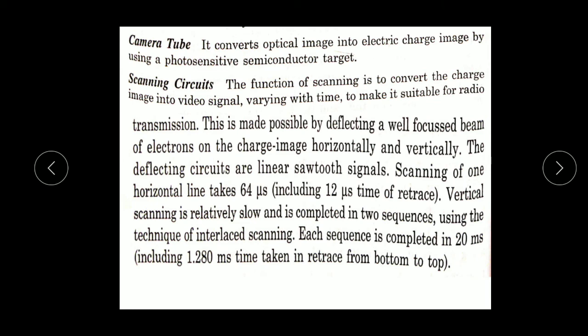First we discuss the camera tube. We already discussed that it converts an optical image into an electrical charge image by using photosensitive semiconductor targets. Second, the scanning circuit. The function of scanning is to convert the charged image into a video signal varying with time, to make it suitable for radio transmission. This is made possible by deflecting a well focused beam of electrons on the charged image horizontally and vertically. This concept we have already discussed.